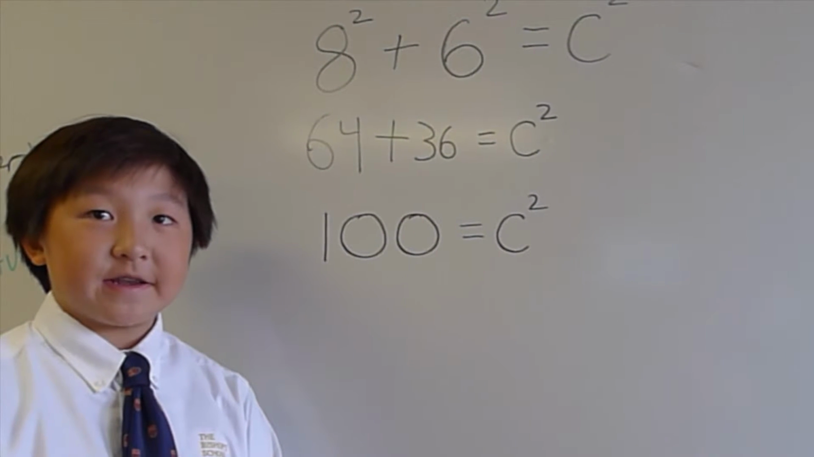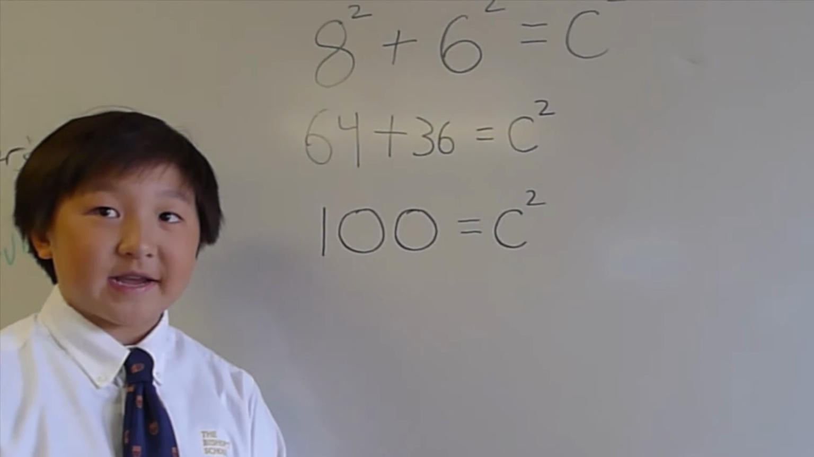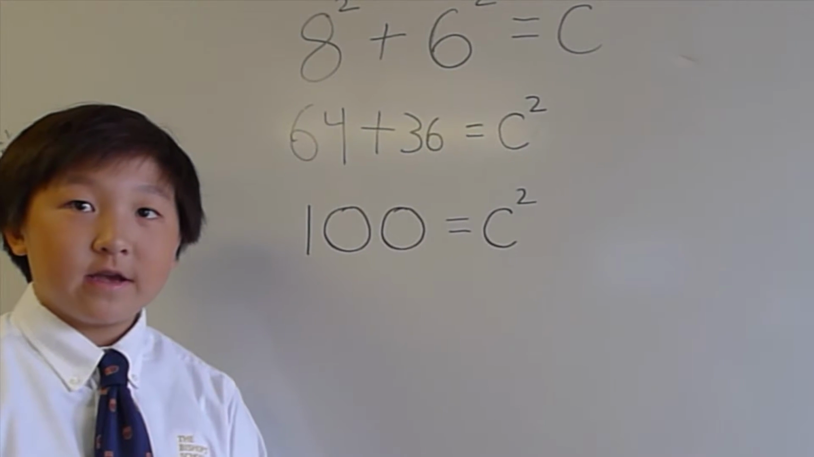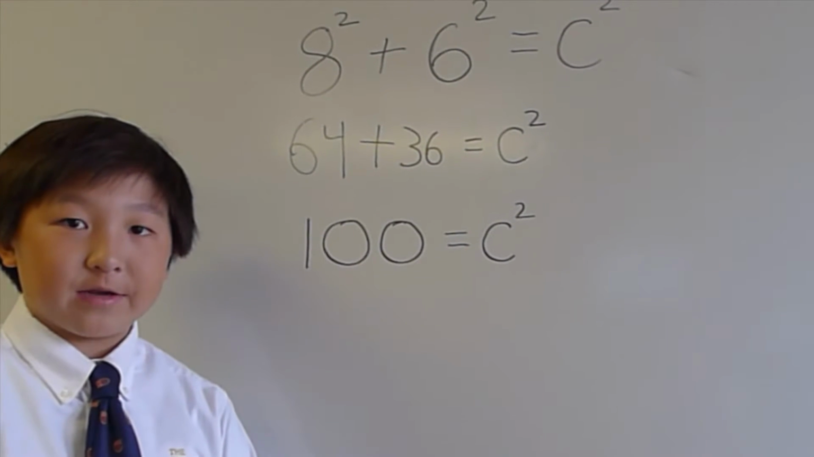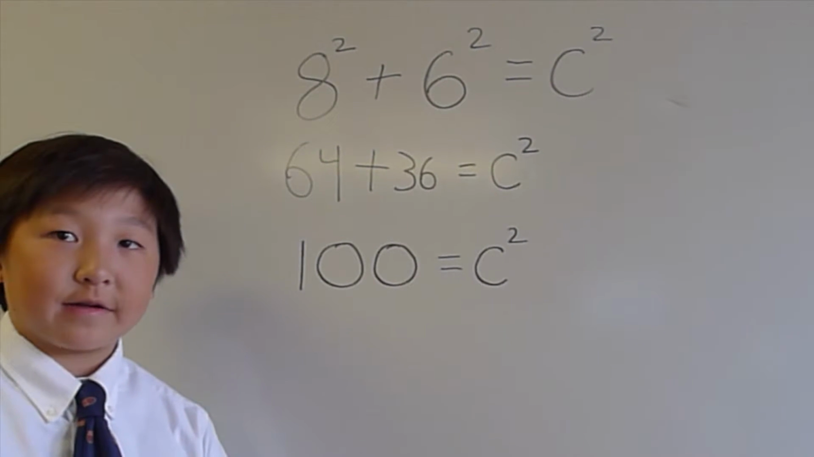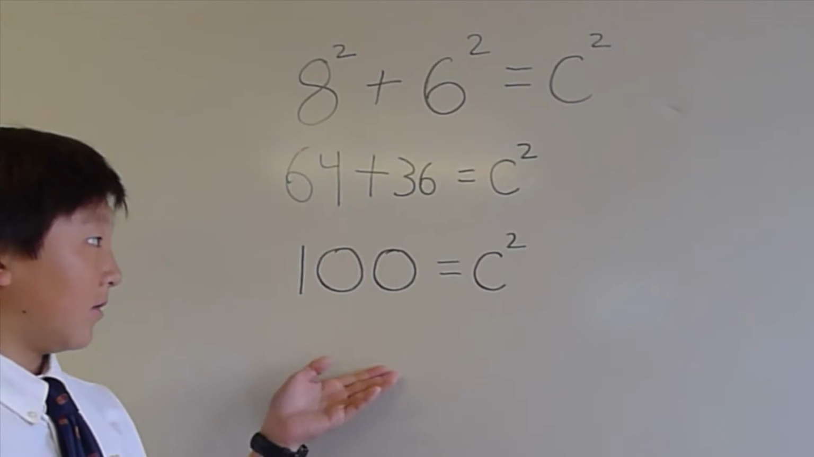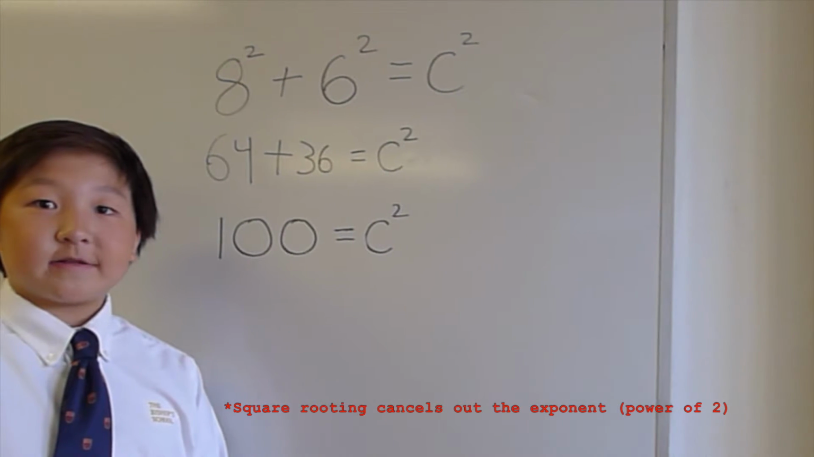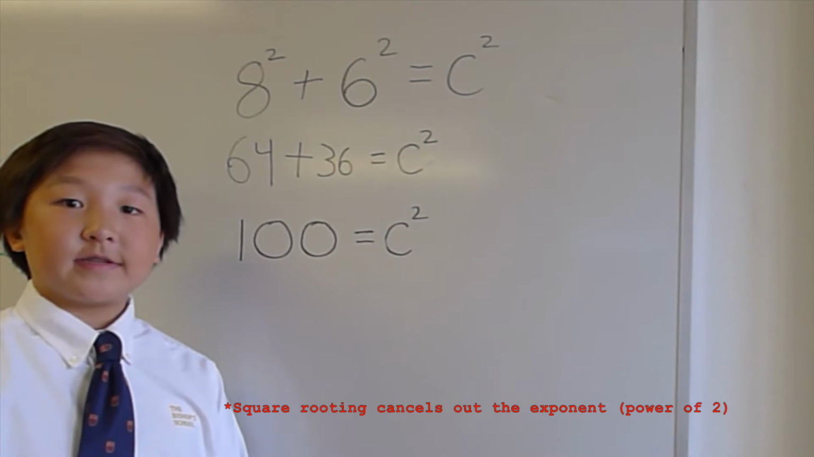Finally, to solve for c, or the distance apart from Austin and Dash after their individual journeys, we must eliminate the exponent on the value of c. We do this by conducting the opposite operation of squaring, which is square rooting. By square rooting c squared, we are left simply with the value of c.